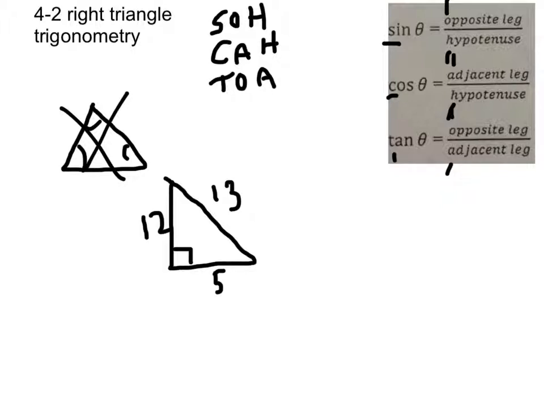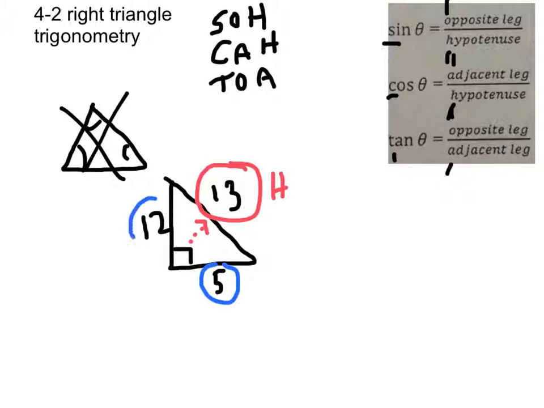But for this problem here, you need to identify the opposite leg, the adjacent leg, and the hypotenuse, because those are where this O, A, and H come from. So I'm going to circle in red the hypotenuse, and I'm going to put an H by it. Now the hypotenuse never changes. It's always the longest side, the side across from the right angle. In blue, I'm going to circle the adjacent and opposite.